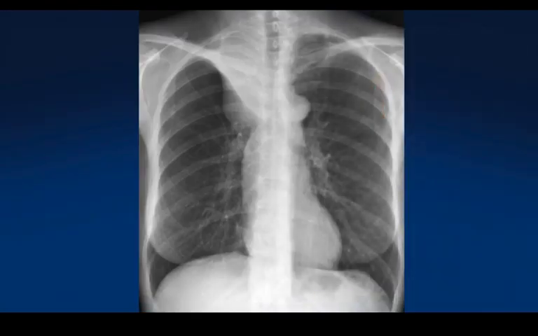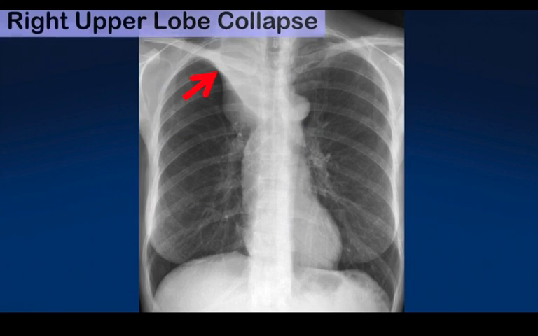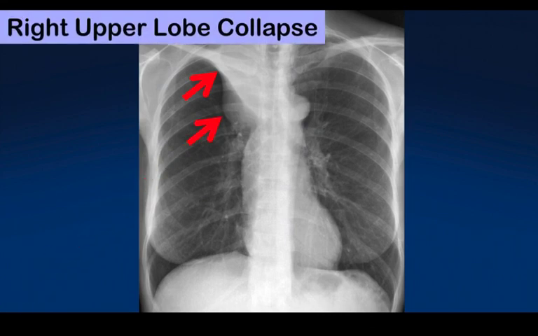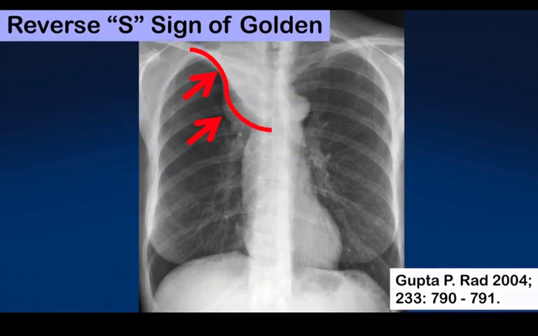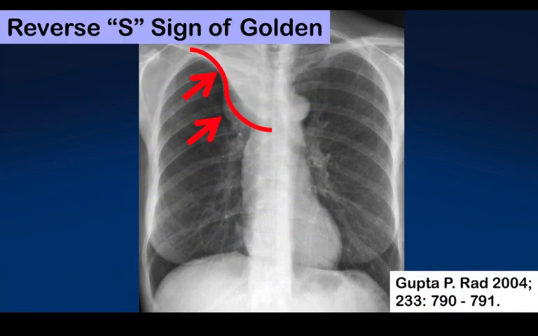Patient with a classic example of right upper lobe atelectasis, a characteristic wedge-shaped opacity with elevation of the right hilum, etc. But notice also the inferior bowing of the fissure, as illustrated by the second red arrow, and this is an example of the so-called reverse S sign of Golden. And what that generally means is that there is an endoluminal and extraluminal mass causing the right upper lobe atelectasis.